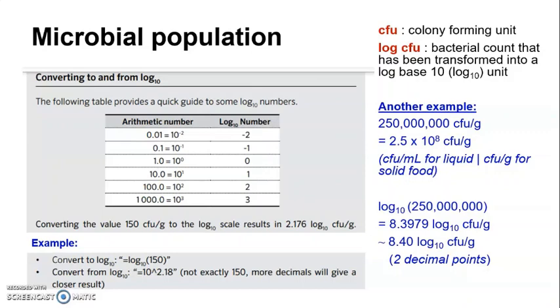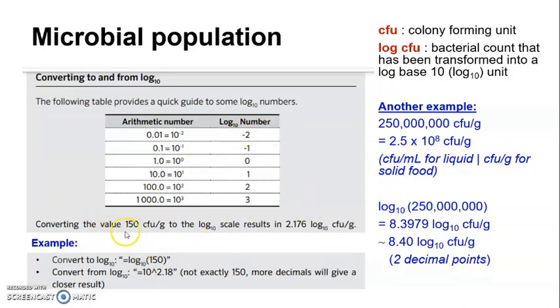Why is it called that way? It's because bacteria are usually enumerated on a petri dish, and then we see colonies on the plate. That's basically what we count, because we can see it with the naked eye. The table here shows you how an arithmetic number is converted into a log 10 number. This is very simple math, and I'm sure you can refresh your basic knowledge of math to understand how an arithmetic number is converted into a log number.